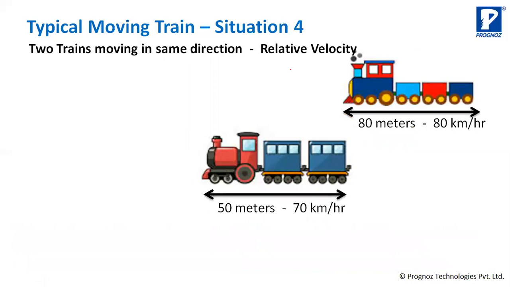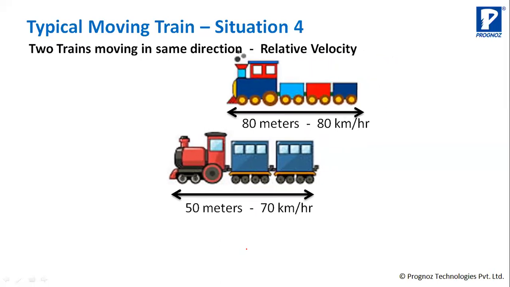And situation 4, which is the last situation, is two trains moving in the same direction. Here also, if you see in reality, if you travel in a train and another train passes, and both our trains are moving in the same direction, you will see that that train, if it is faster than your train, will pass very slowly. It will cross very slowly. It will not be as fast as when it is traveling in the opposite direction. So what happens in this case?